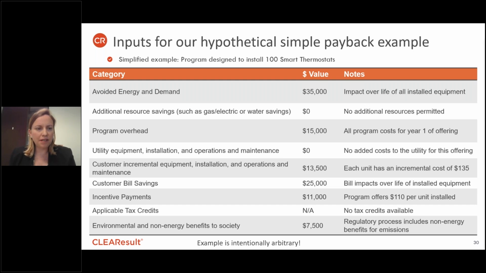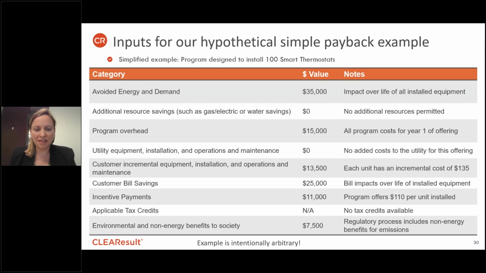These units don't have any tax credits available in this hypothetical situation, but just for fun, we said, what if we do have some regulatory sign off on including some non-energy benefits for emissions reductions through these thermostats, and we gave it a $7,500 value. So this is our setup. This is what we're going to go through in a couple of examples.